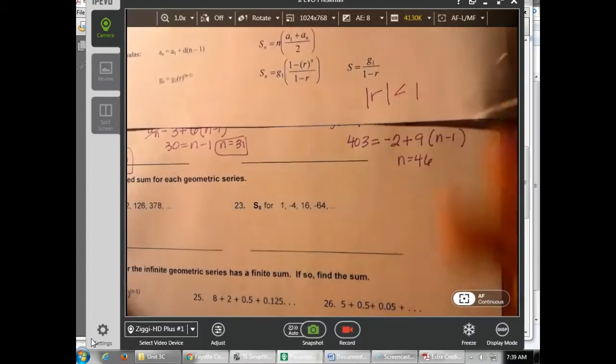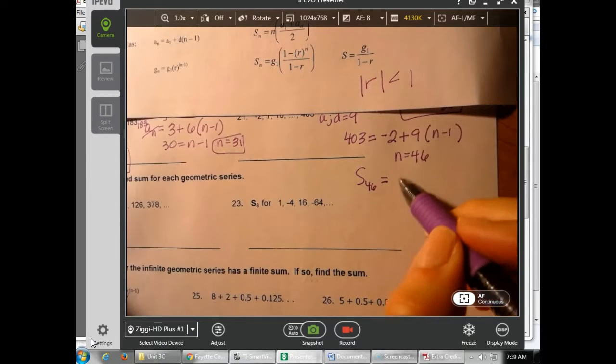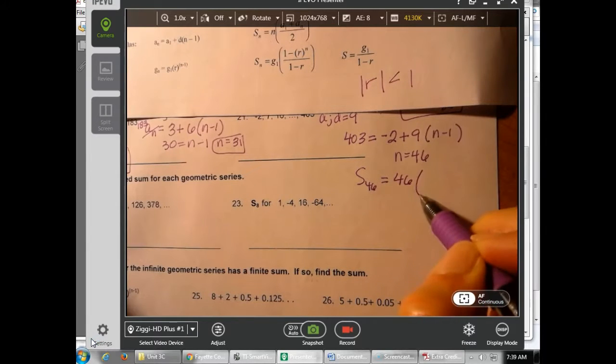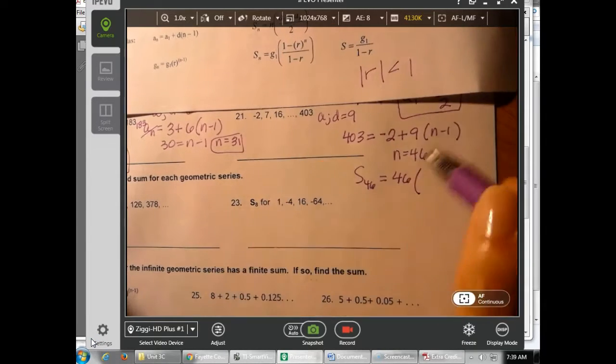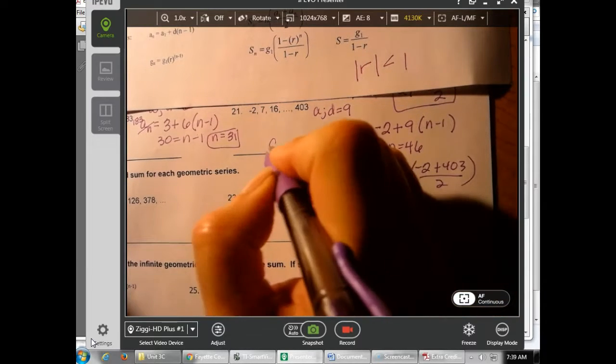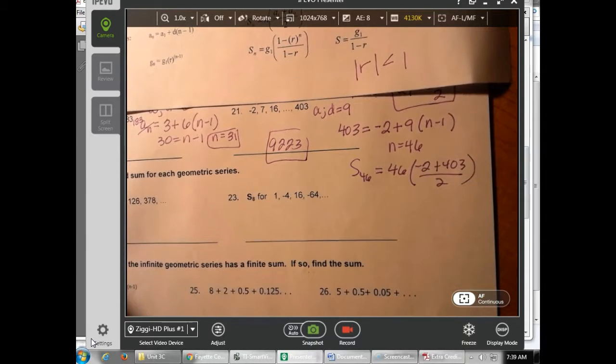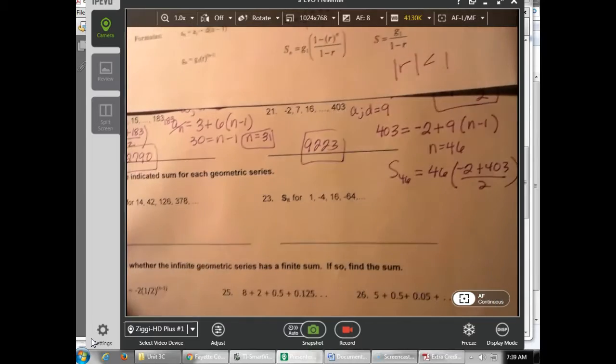So plug everything in. So S of 46 is going to be equal to 46 times the first term, which is negative 2, plus 403, divided by 2. So do that in your calculator. And I got 9223. So make sure that is what you got. And you can pause, rewind, go back and go through it and make sure you're understanding it.